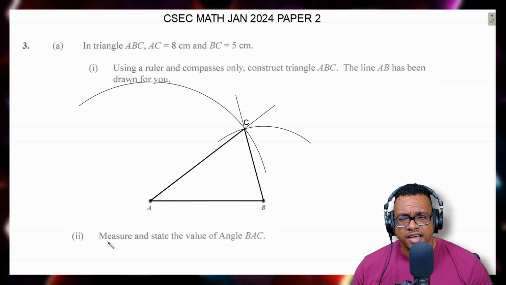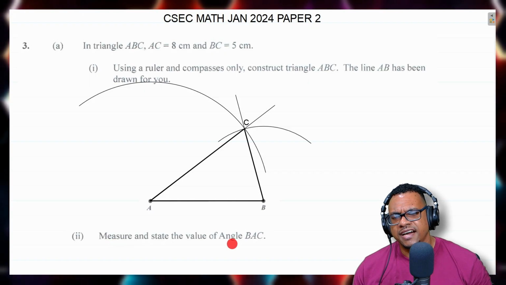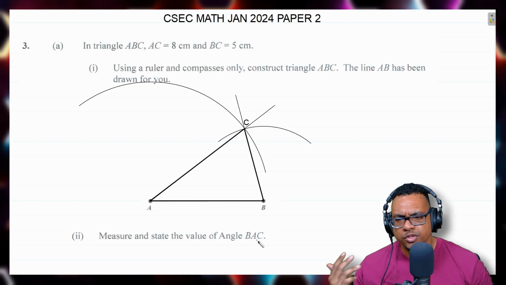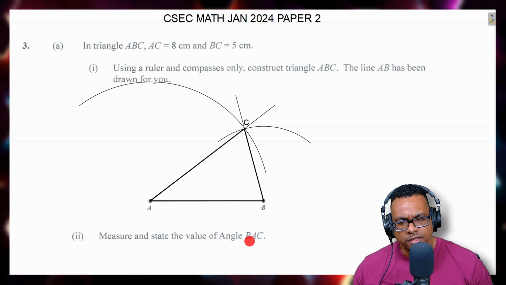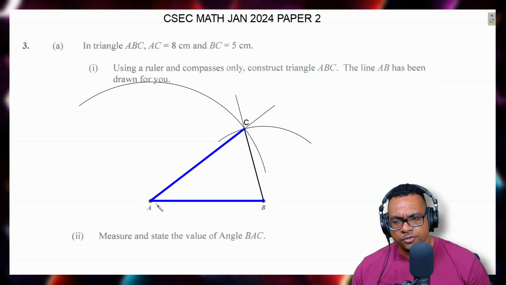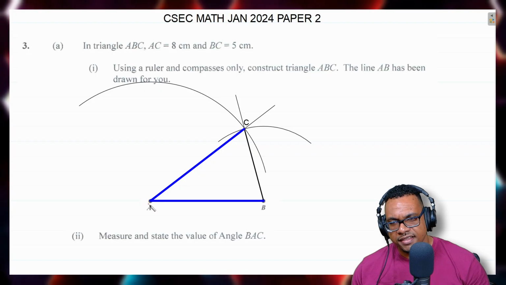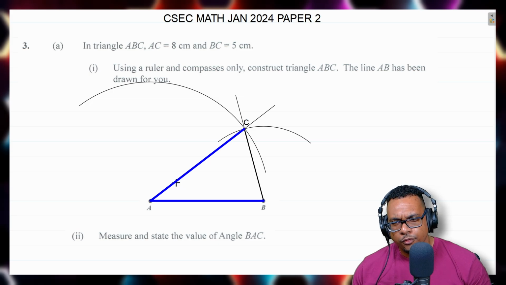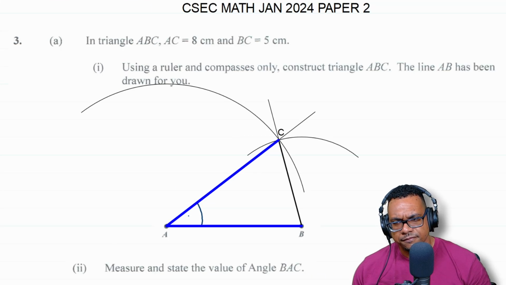Now for part 2 of the question, we have: measure and state the value of the angle BAC. We know the angle is located at the letter in the middle anytime we use 3 letters to represent the angle. So BA is going to be an arm of the angle and AC is going to be the other arm of the angle. BA is one arm and then AC is the other arm. Therefore, the angle is located at A, and we want to measure this angle here. Again, B to A, and then A to C. The angle is located at A, the letter in the middle.